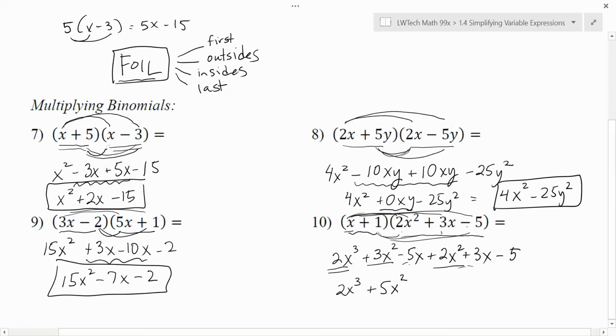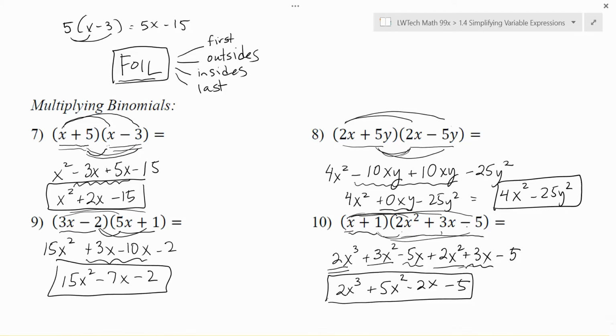Then my next lowest term of x is just plain x's. I've got a negative 5x and a plus 3x. That'll give me a negative 2x when I put those together. And then I can wrap it up. There's a minus 5 still in my final expression, so that will have to be brought down and included as part of my answer. It doesn't have any like terms to combine with it.